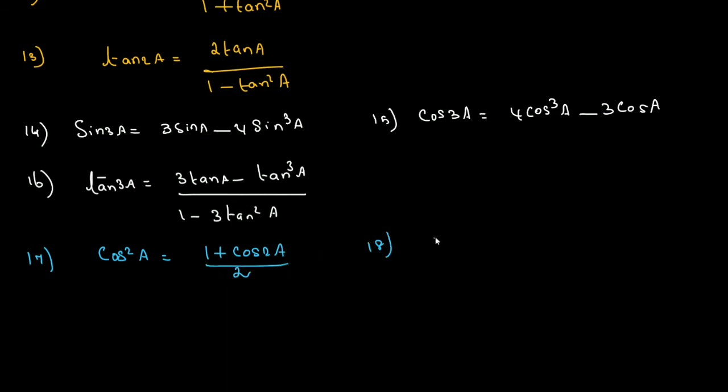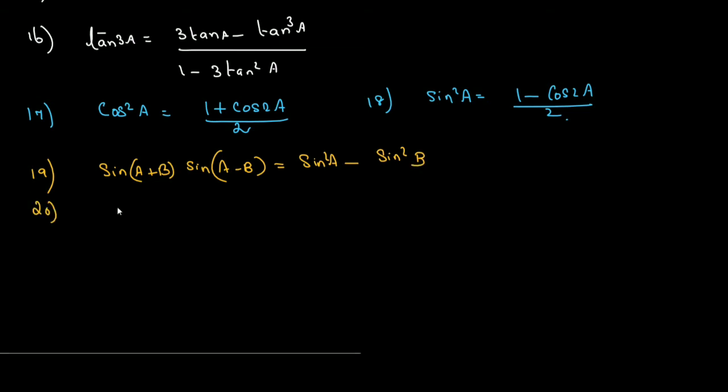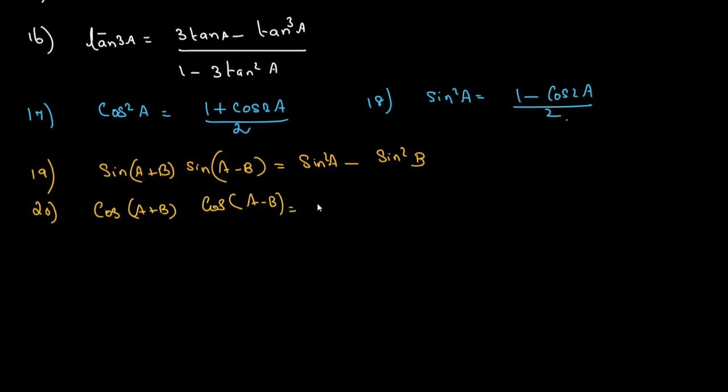The 18th formula: sin square A is (1 minus cos 2A) by 2. 19th one: sin(A plus B) into sin(A minus B) is sin square A minus sin square B. 20: cos(A plus B) into cos(A minus B) is cos square A minus sin square B. That is the 20th formula.